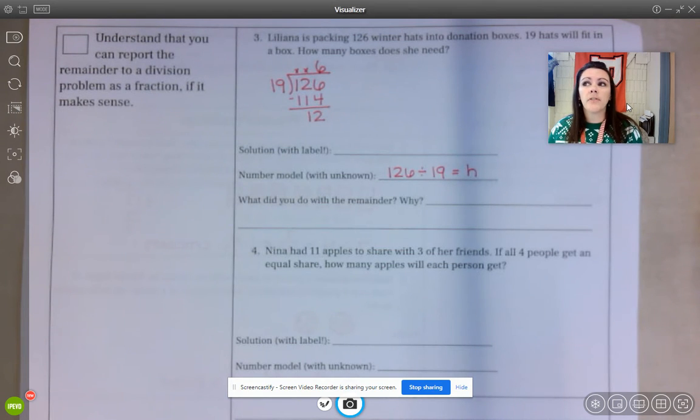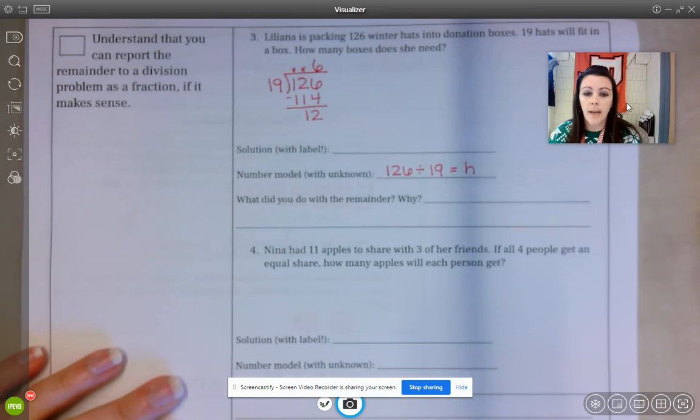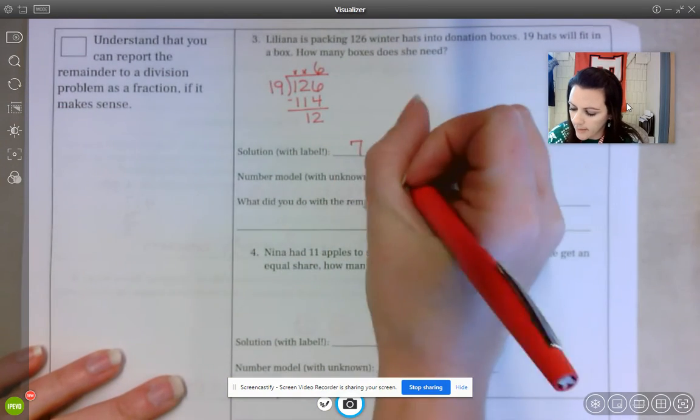I could report it as a fraction and find another box and rip it up and just use the part of it that I need. Or I could round up the quotient and just get another box. It's not going to be full, but at least I'd be able to donate all the hats. What is the best option for my remainder? Yeah, I think we should round the quotient up. So instead of getting 6 boxes, I'm actually going to make sure that I get 7 boxes.